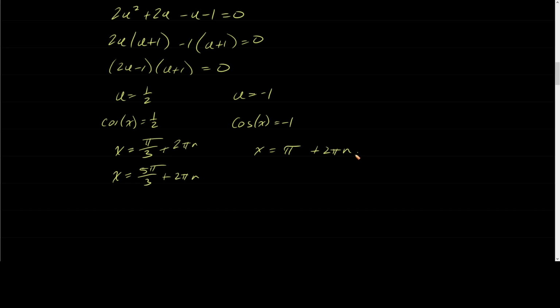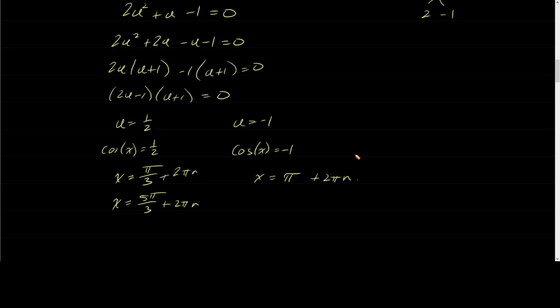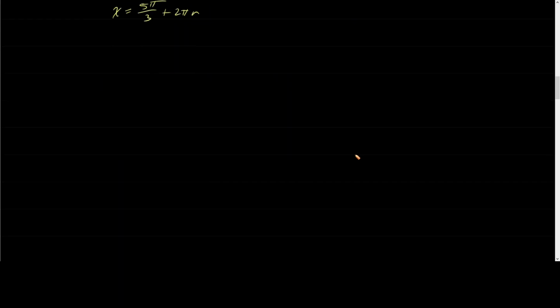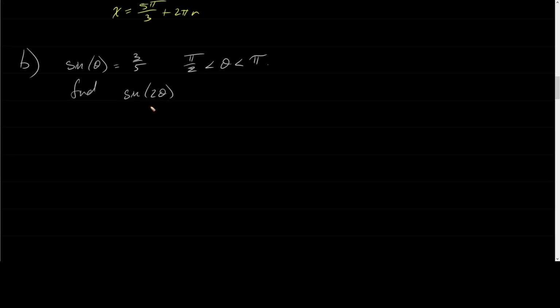Let's do another example of how to apply some of these double angle formulas. So that was example A. Example B. Let's say that I'm told that sine of theta is equal to 3/5, and I'm told that theta is between pi over 2 and pi. And I want to find sine of 2 theta, cosine of 2 theta, etc. All 6 of them. So sine, cosine, tangent, secant, cosecant, and cotangent.